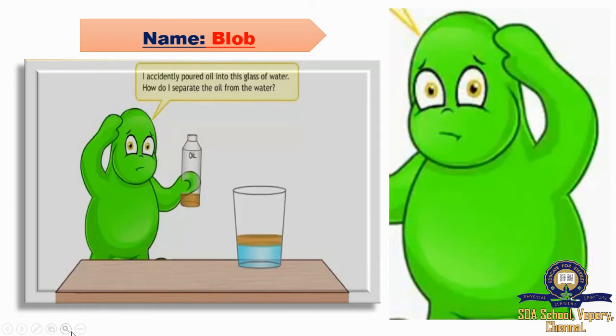Here, oil floats in water, whereas oil stays up and the water stays down. For this type of separation, we can use the solvent extraction method. What method? It is the solvent extraction method. So let's see how it works.